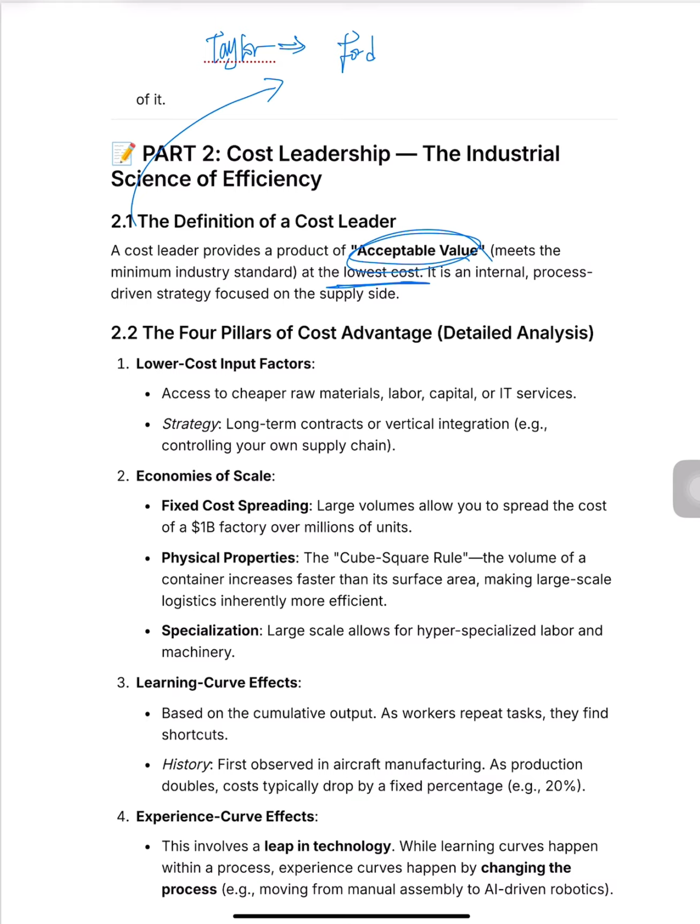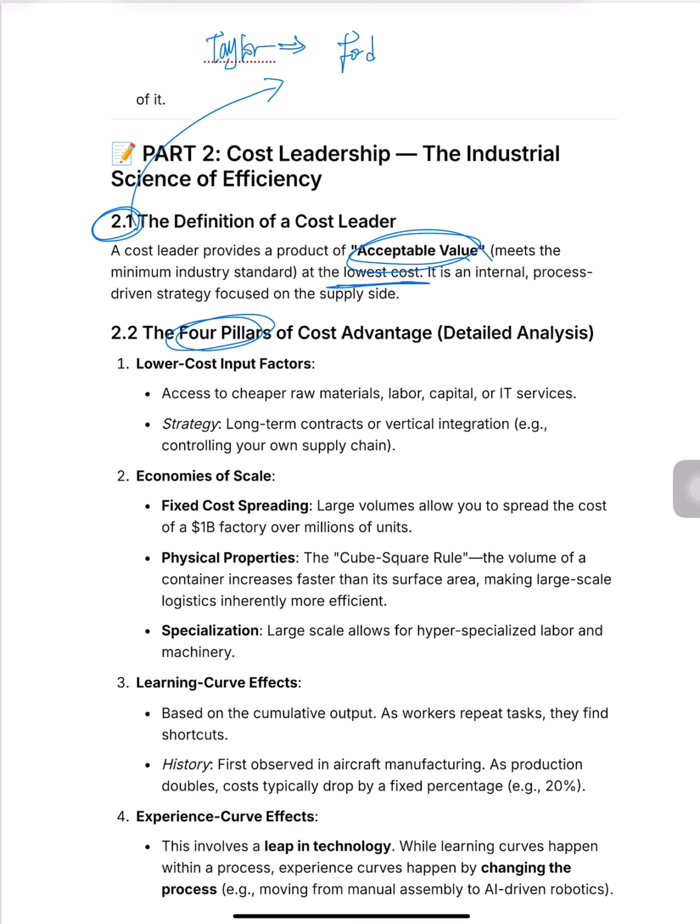It's enough to explain the first part of cost leadership, and we should move to the next thing, the four pillars of sustainable cost advantage. To build a cost structure that makes competitors genuinely afraid, you must master four distinct drivers of cost advantage. These are not simple tactics, of course. Each one represents a deep strategic commitment as well.